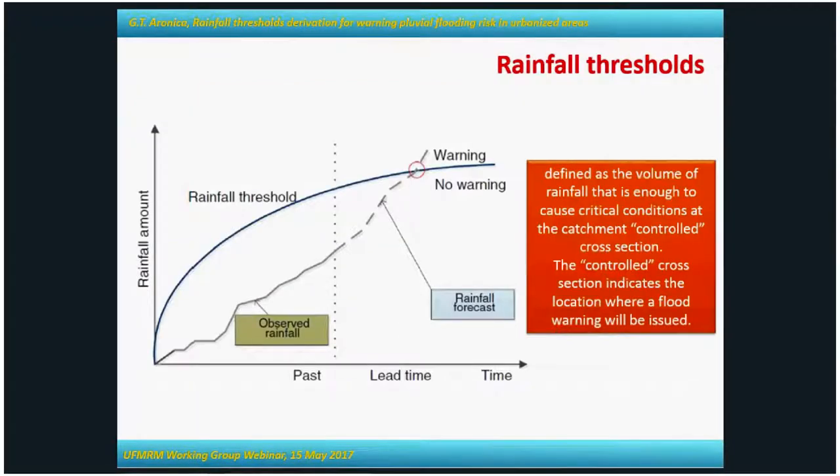So what are the rainfall thresholds? Maybe all of you know or have seen this figure in other situations. The rainfall threshold is this curve, which is essentially the volume of rainfall that is enough to cause a critical condition in a controlled cross-section of the catchment. You can see this blue curve in this plot of time and rainfall amount. Of course, the amount of rainfall increases with time, so each point of this blue curve represents a limit between alert and not alert, a critical and non-critical situation. Above the curve are the critical conditions, below the curve the non-critical conditions.